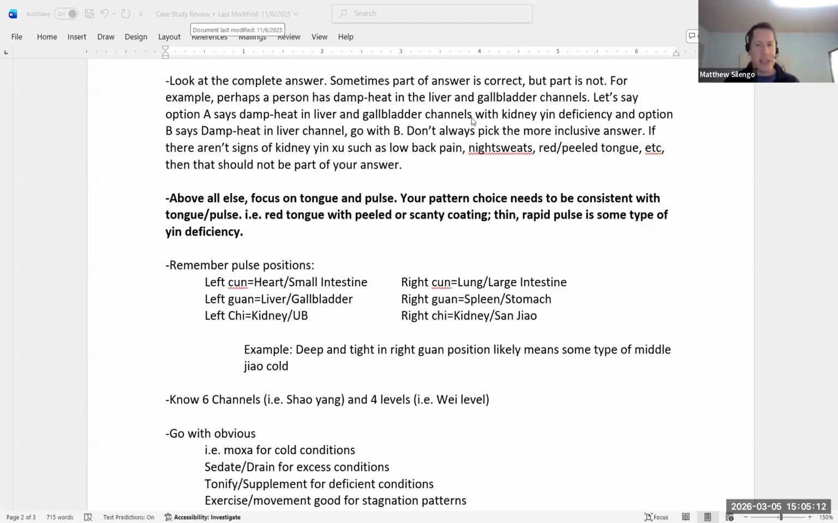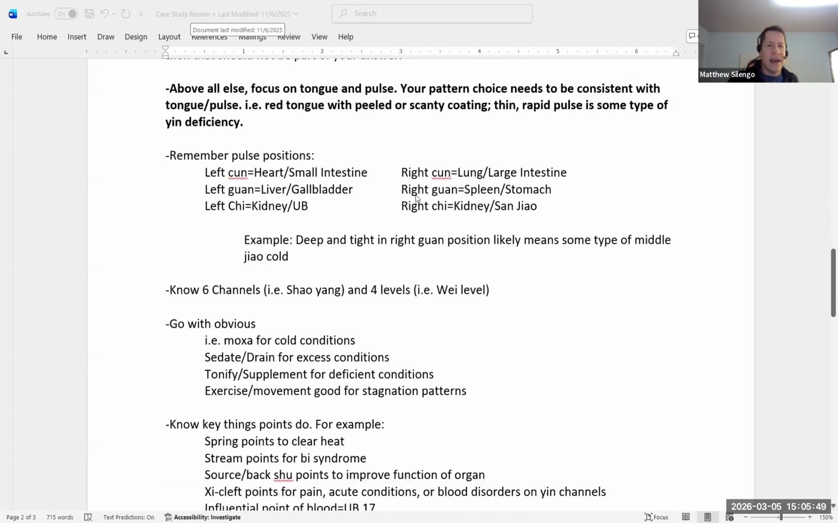But it is wrong to say they have kidney insufficiency, because there's no signs of that. If there's no low back pain, knee pain, no night sweats, no five center heat, no mention of scanty dark urination, then don't pick an answer that has kidney insufficiency in the mix. So again, something to just be careful of. Don't always pick the more inclusive answer. Make sure that the case supports what you're selecting. Can't emphasize that enough.